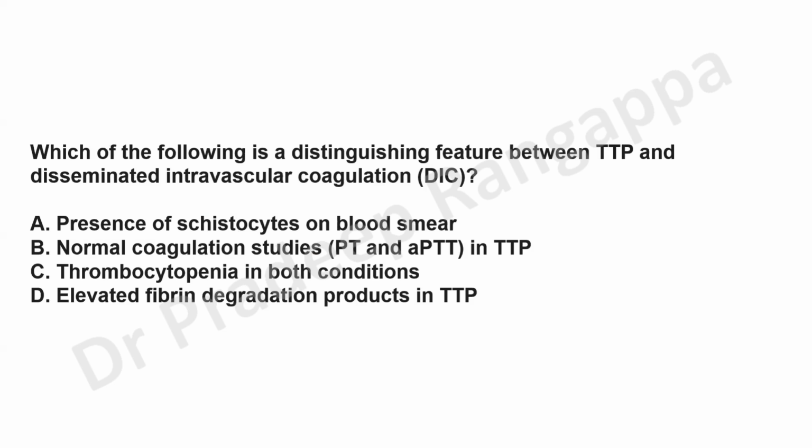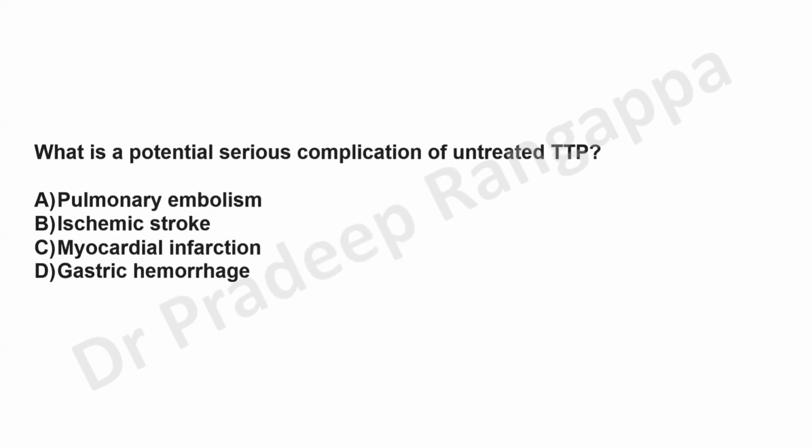Fantastic. Which of the following is a distinguishing feature between TTP and DIC? The answer goes to Dr. Swati. Presence of schistocytes on blood smear, normal coagulation studies in TTP, thrombocytopenia in both conditions, elevated fibrin degradation products in TTP. Swati? B. Fantastic. She's got the right answer, B. Because that is the clinching differentiator between DIC and TTP: TTP has normal coagulation, normal PT, APTT.